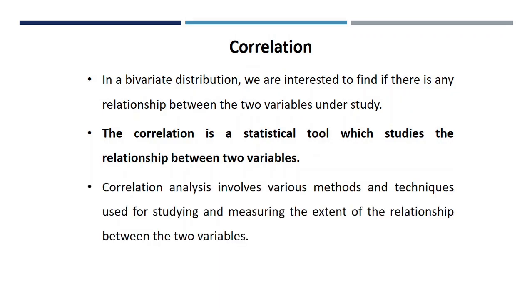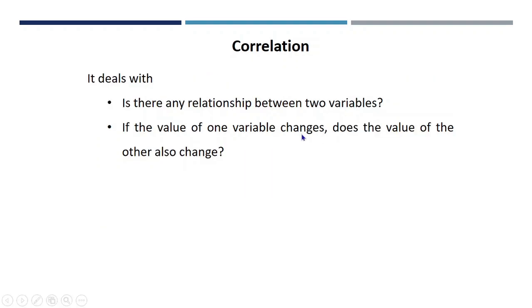The correlation analysis involves various methods and techniques used for studying and measuring the extent of relationship between the two variables. The correlation between two variables tells us if there is any relationship between the two variables, and if the value of one variable changes, does the value of the other also change?